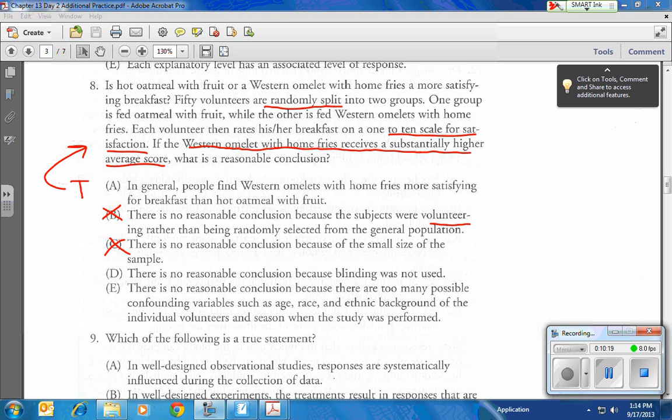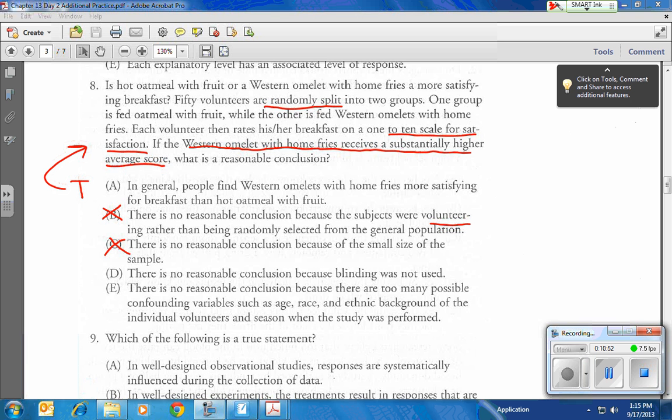It's true that it could make a difference. They're saying this is an experiment. One group is getting oatmeal and fruit. One group is getting a delicious omelet with crispy French fries. And then you might be less satisfied with your hot oatmeal and fruit, because you really want the omelet, right? So I guess that may have a bearing. It's maybe less satisfying if you wanted an omelet and French fries.